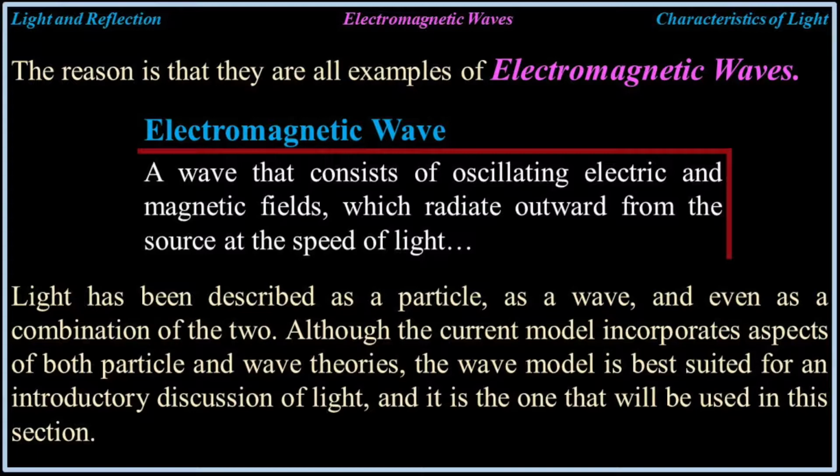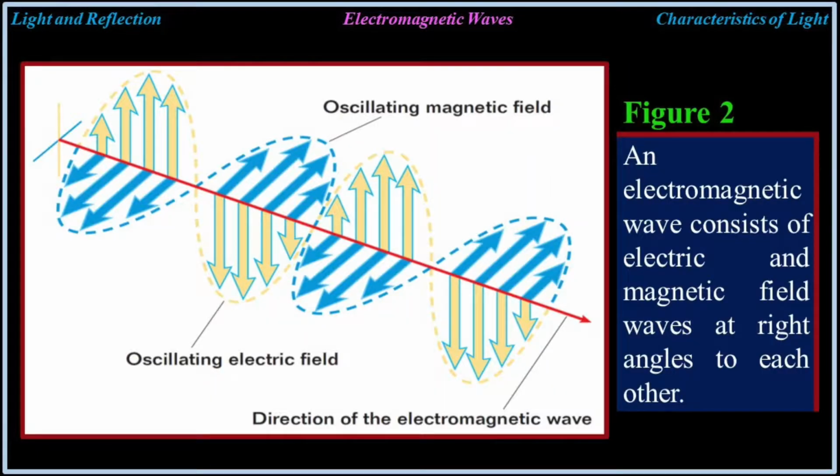Light has been described as a particle, as a wave, and even as a combination of the two. Although the current model incorporates aspects of both particle and wave theories, the wave model is best suited for an introductory discussion of light, and it is the one that will be used in this section. We will study the wave-particle duality of light later on.